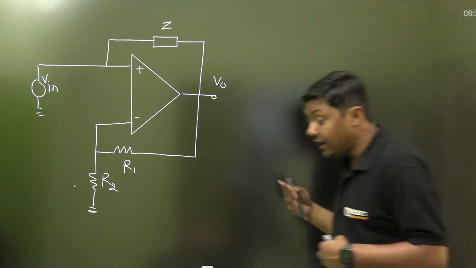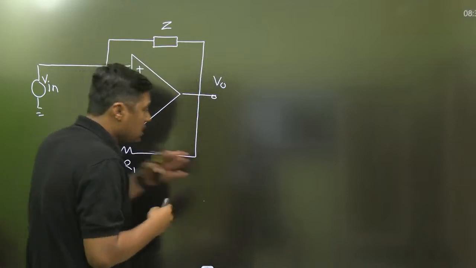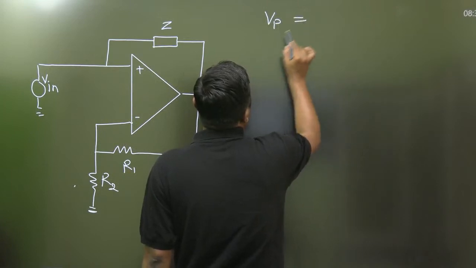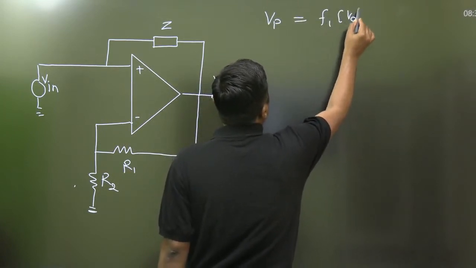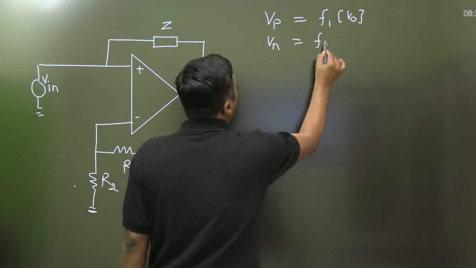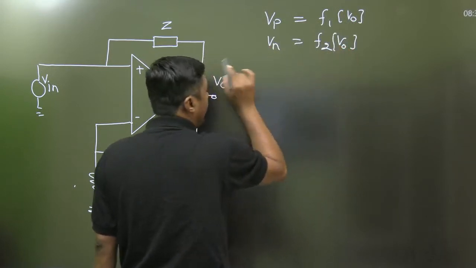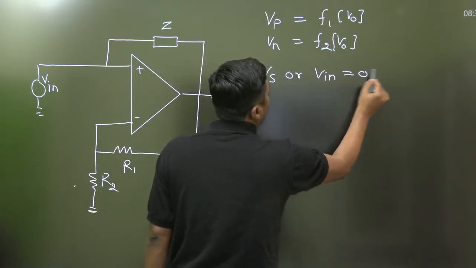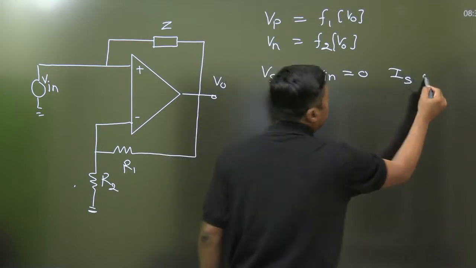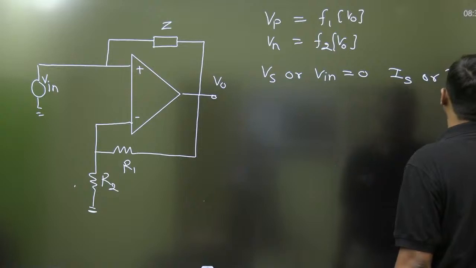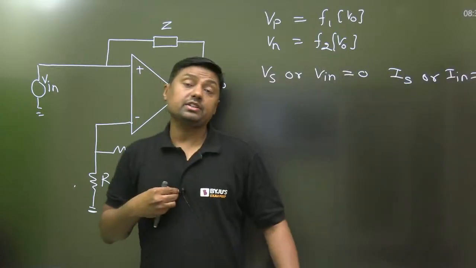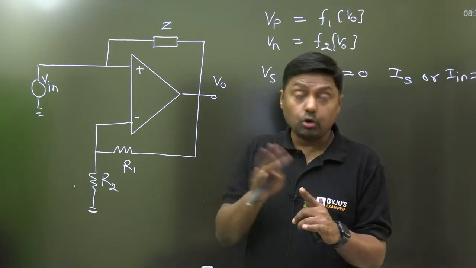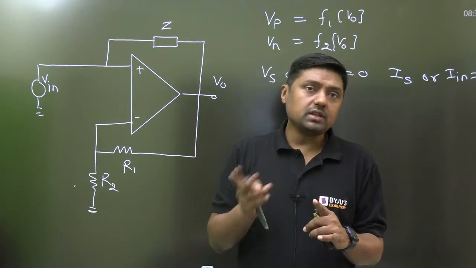Always remember, if both the feedbacks are present, what is the method? The virtual short concept, no need to use. First of all, find Vp as a function of V0. Find Vn as a function of V0. And make all Vs or Vin 0, or if there is a current source, Iin is equal to 0. If there is a current source, make it 0. If there is a voltage source, make it 0. To make the voltage source 0, make it short circuit. To make the current source 0, make it open circuit.